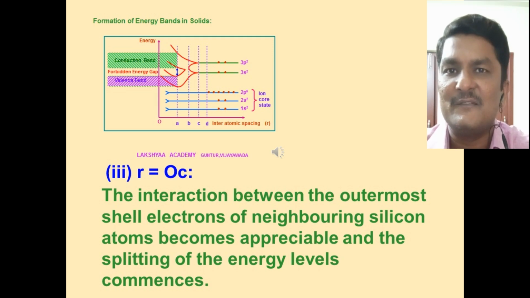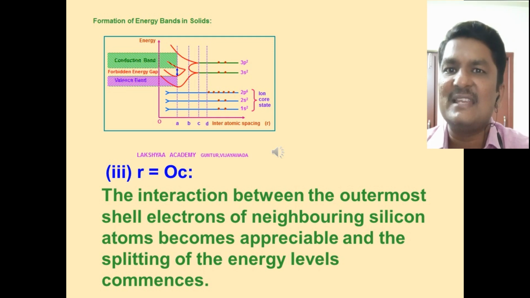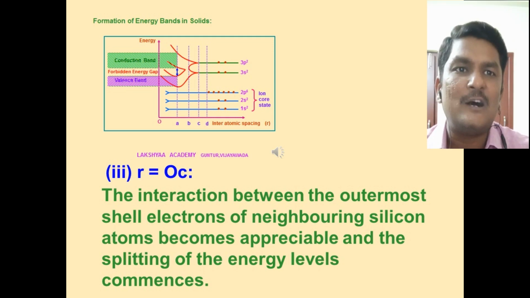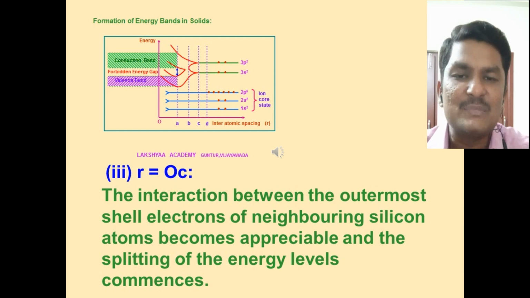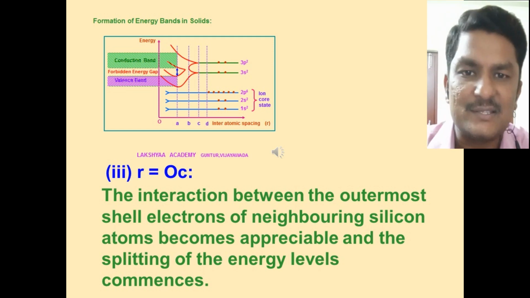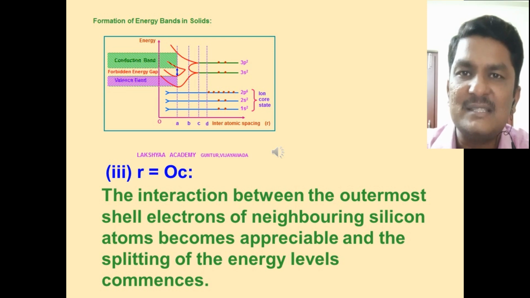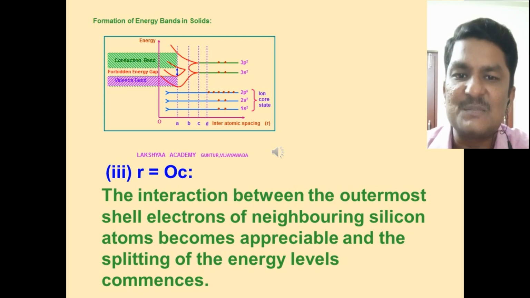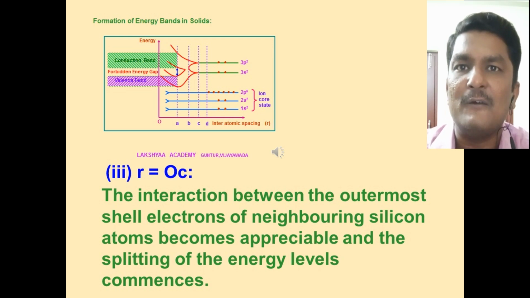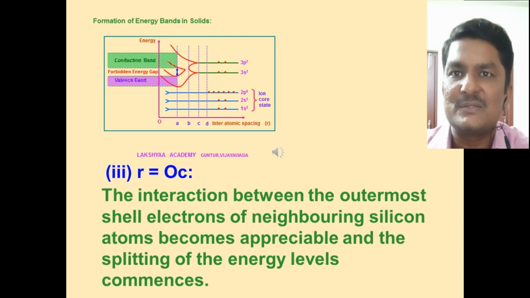Next, third case, when R equals OC, the interaction between the outermost electrons of neighboring silicon atoms becomes appreciable and the splitting of the energy levels commences. Here, the splitting of energy levels commences when the interatomic spacing R is equal to OC, as I mention in the graph.